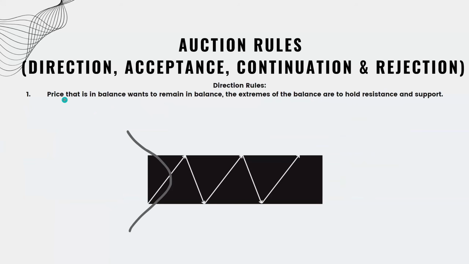Now, number one, price that is inside of a balance wants to remain inside of that balance. The extremes of that balance are to hold as support and resistance. Look at this image. We have this distribution area where we have the fair value inside and prices are inside of said balance. And you're going to see they want to hold the extremes. This is how price generally wants to move inside these auctions. This is a compressive period. These compressive periods, when you start to see a range, are going to create this balance, this compressive zone, and we're going to fail the tops and the bottoms until we see some kind of expansion.